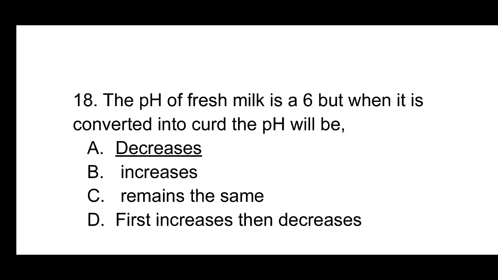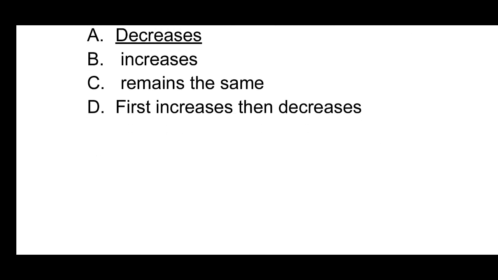The pH of fresh milk is 6, but when it is converted into curd, the pH will be, see here, you have tasted curd, so it has a somewhat acidic or sour taste. So the pH will always decrease when it is converted into curd.